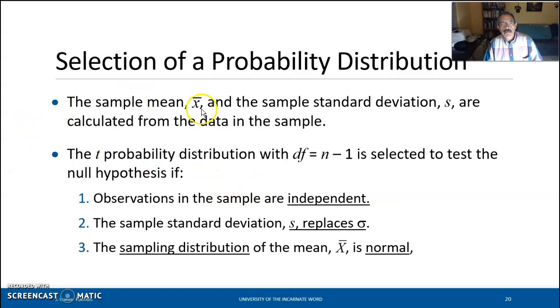So the sample mean and the sample standard deviation are calculated from the data in the sample. And we would use the t-probability distribution with n-1 degrees of freedom if the observations in the sample are independent, and if we replace the population standard deviation with the sample standard deviation, and the sampling distribution of the mean is normal. These are the same conditions that we used in Module 7 to decide that the correct probability distribution to use is the t-distribution.